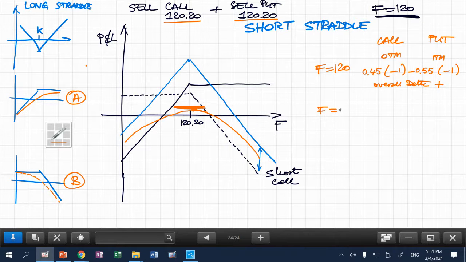If you take instead a price just slightly higher than 120.20, think the price is 120.40, okay, so just above. With the future at 120.40, 120.20 would be a good price to buy or sell.